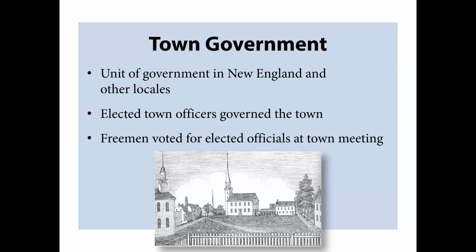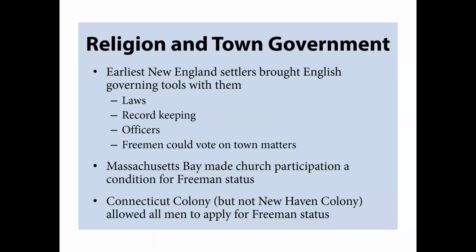The town government was comprised of several elected officials, which included such titles as selectman, a town clerk, a constable, fence viewers, surveyor of highways, and many more. These officials were elected by the freemen, or the individuals that we talked about who were entitled to vote.